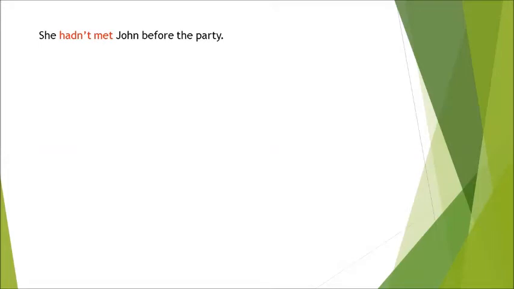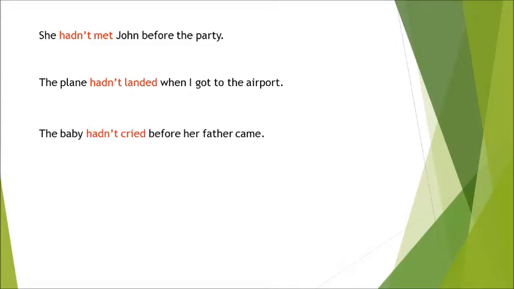Look at some sentences. She hadn't met John before the party. The plane hadn't landed when I got to the airport. The baby hadn't cried before her father came. They hadn't washed their hands before cooking. You'll sound more fluent by using contractions.